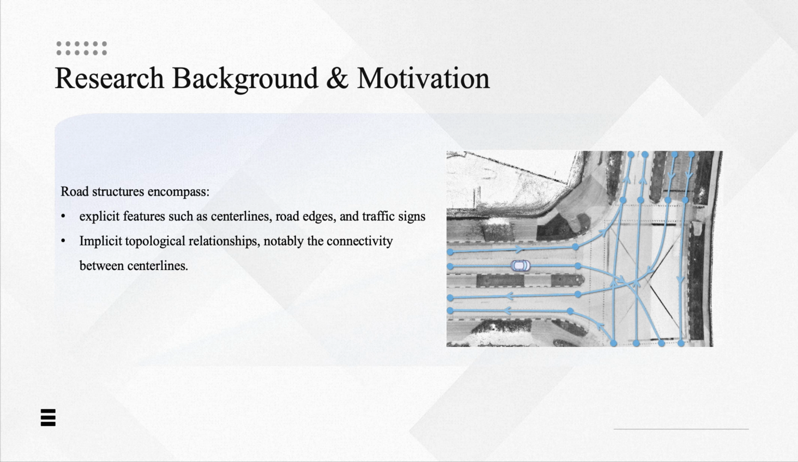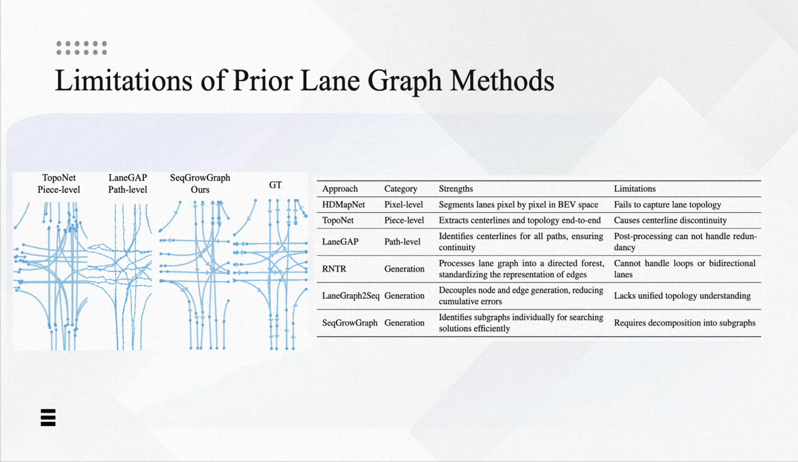The growing development of autonomous driving has increased the demand for accurate modeling of road structures. Road structures include not only explicit elements such as center lines, road boundaries, and traffic signs, but also implicit topological relationships, particularly the connectivity between road center lines. Traditional methods fall into detection-based and generation-based approaches, each with notable limitations.